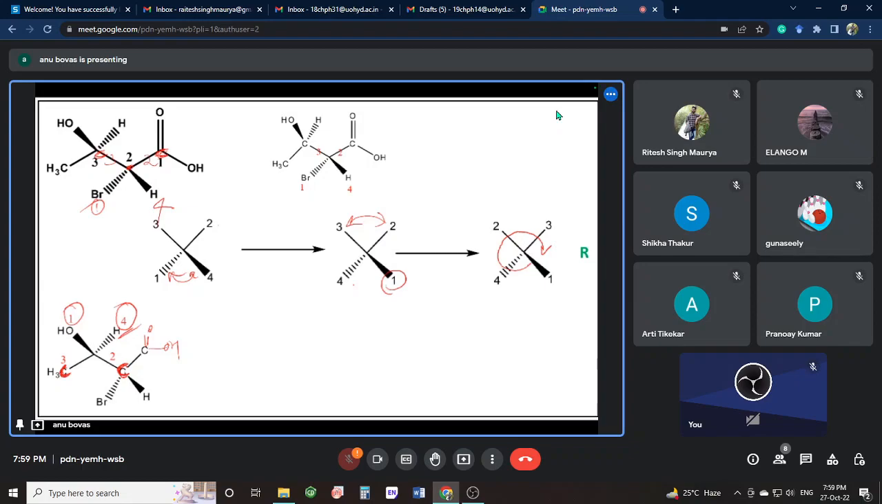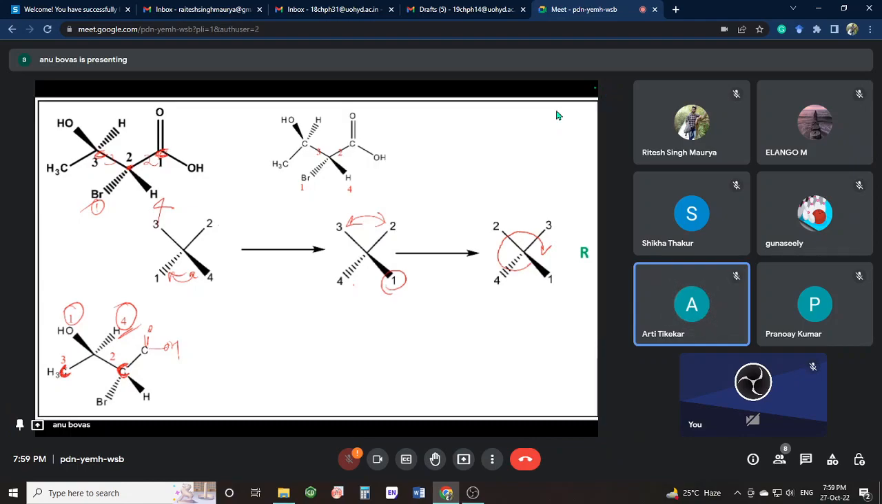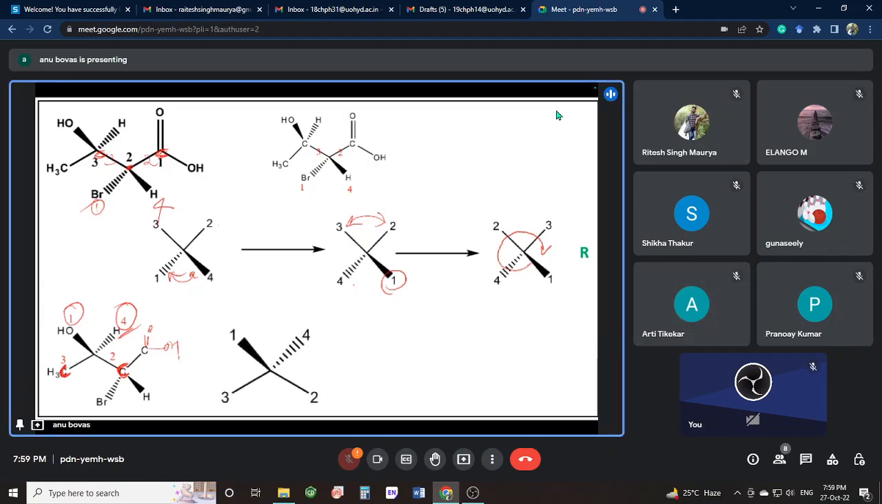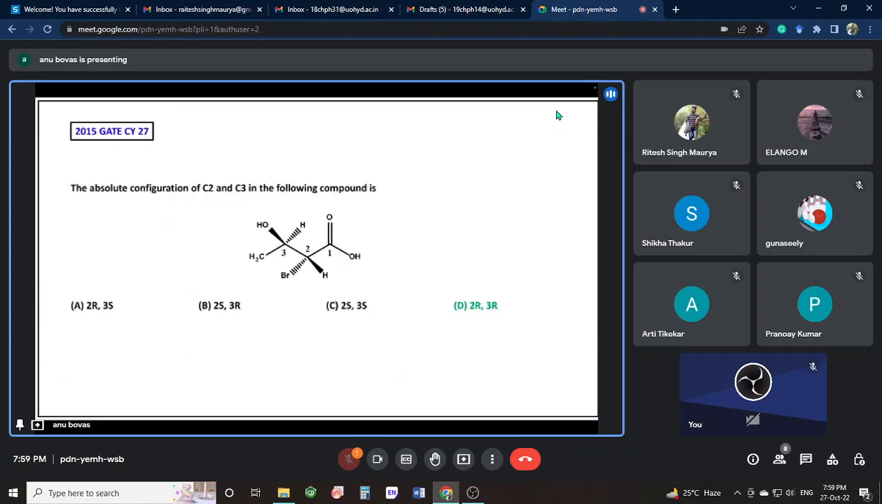R. R, correct. So in this case, there is no need of interchanging also because H is pointing away. So we will get the configuration as such. So R. That means both the carbon atoms have R configuration, and therefore the correct option is option D, 2R and 3R. Okay. Any doubt is there?